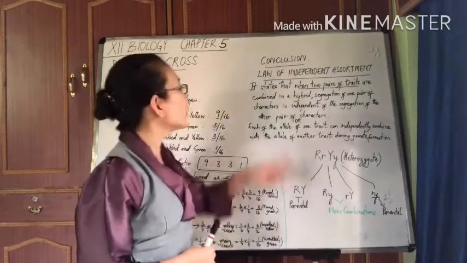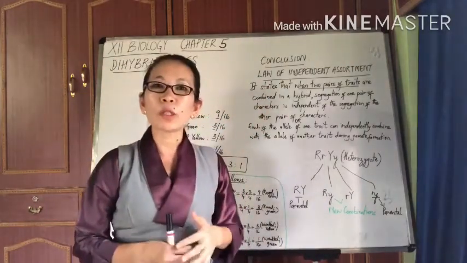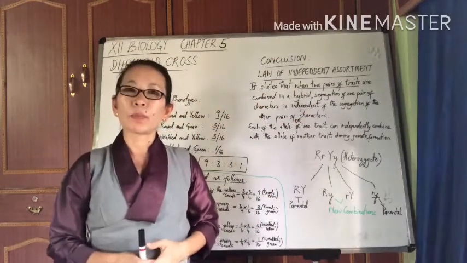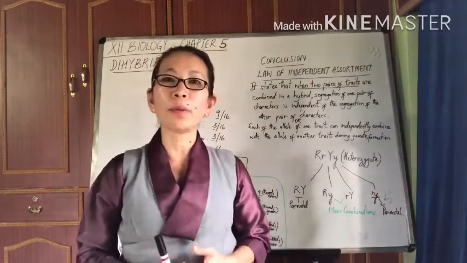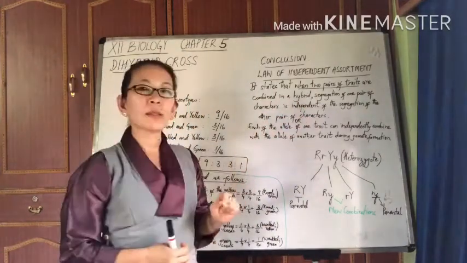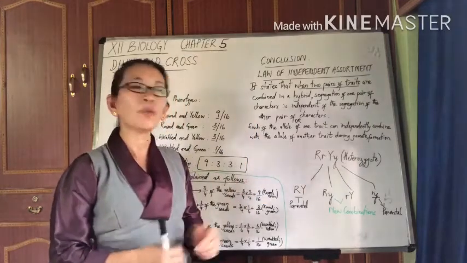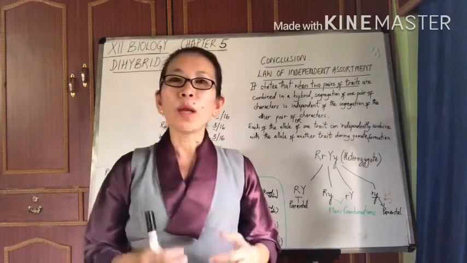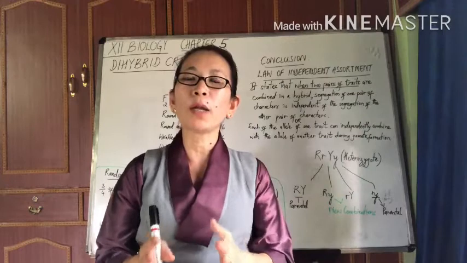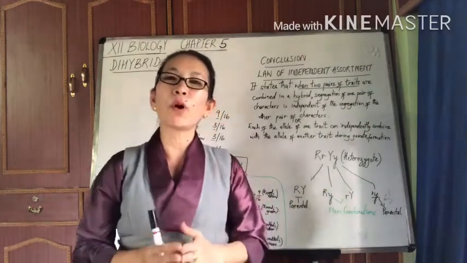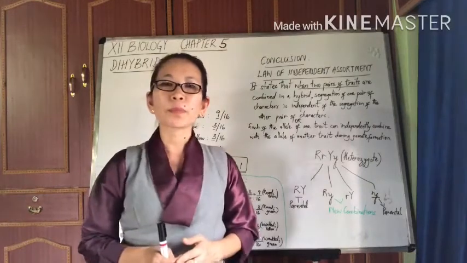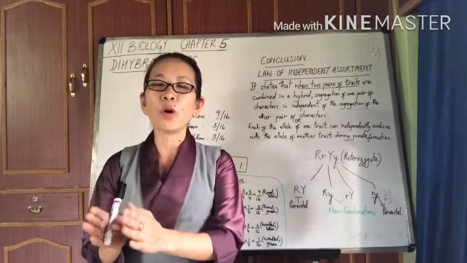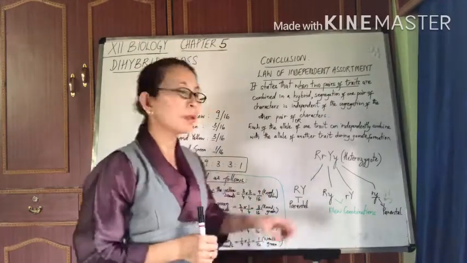And this law is known as the law of independent assortment. Now, this law states that when two pairs of traits are combined in a hybrid, segregation of one pair of characters is independent of the segregation of the other pair of characters. What this means is, when we have an organism, let us say a heterozygote, or an organism having two traits, segregation of one trait is independent of segregation of the other trait. So let's take an example.